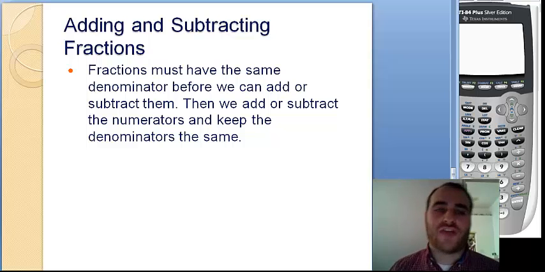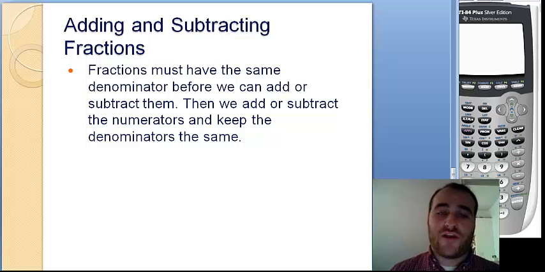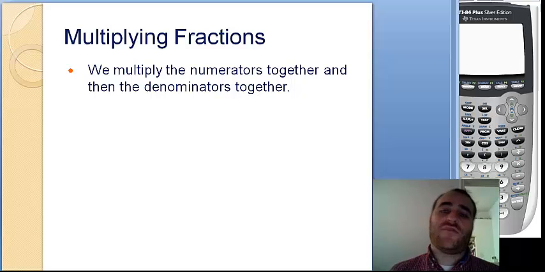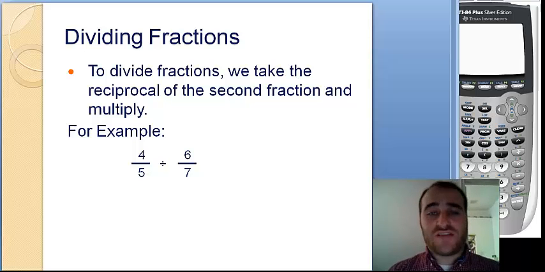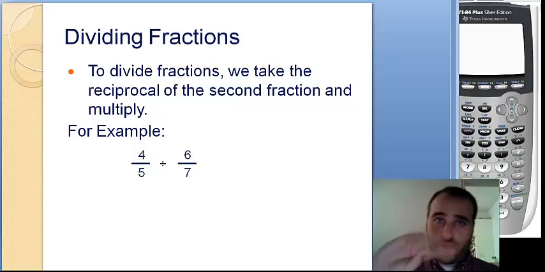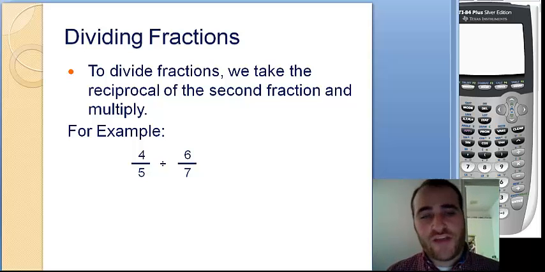Now let's talk about fractions. Fractions have to have the same denominator before we can add or subtract them. Then, once they've got the same denominator, we add or subtract the numerators, and the denominators stay the same. If we're multiplying fractions, we multiply the numerators together, and then we multiply the denominators together. When we're dividing fractions, we take the reciprocal of the second fraction, and reciprocal means we flip it. We change the numerator and the denominator, and then we turn it into multiplication.